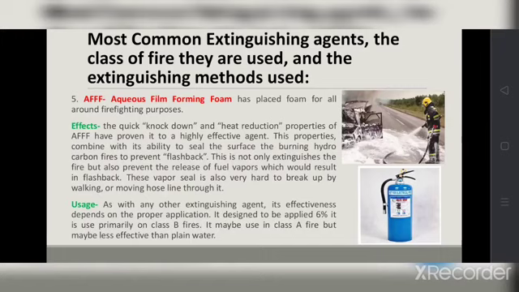As with any other extinguishing agent, its effectiveness depends on the proper application. It is designed to be applied at 6%. It is used primarily on Class B fires. It may be used on Class A fire, but may be less effective than plain water. So this is an example of an AFFF fire extinguisher that is commonly blue in color.